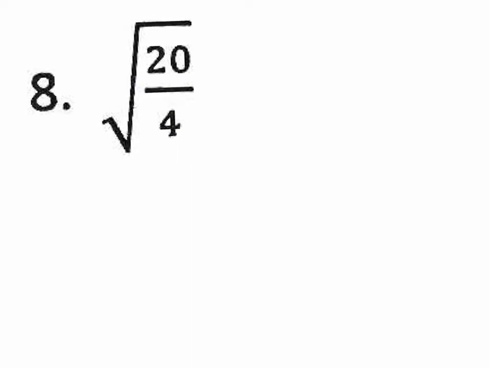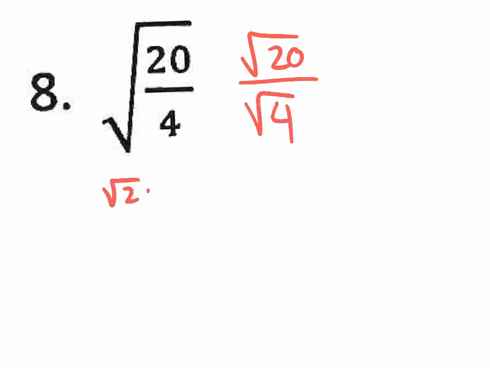All right, how about number 8? What do I do? Break it down, simplify. So we're going to split the root to each one. So the square root of 20 over the square root of 4. And the square root of 20, I could rewrite that as 2 times 10? No, 2 is not a perfect square, 10 is not a perfect square. 4 times 5. And we're going to split the root.